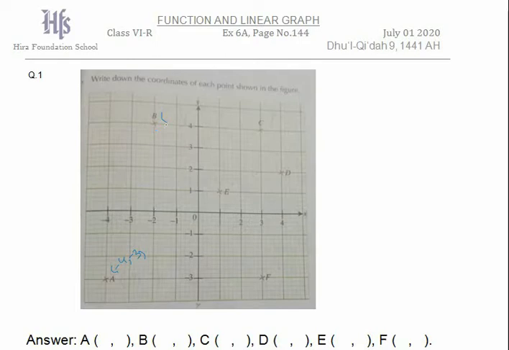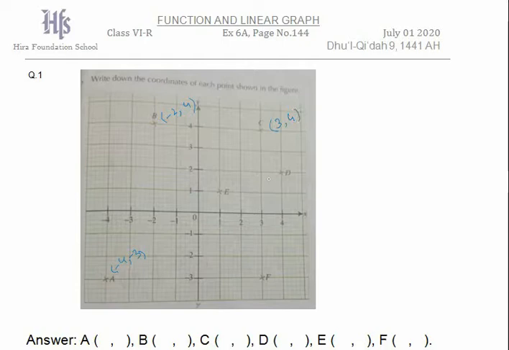Now the letter B, the coordinate of B is basically the value of x is minus 2 and the value of y is 4. So it is minus 2, the value of x axis, and the value of y axis is 4. So the value of x is minus and the value of y is plus. Similarly, the coordinate of C can be written as the value of x is plus 3, and the value of y is plus 4, so it is 3, comma 4.